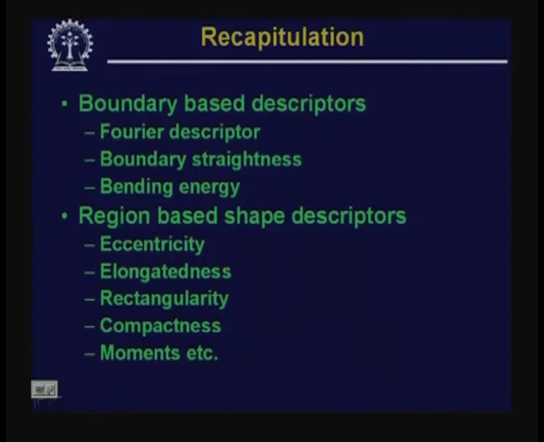In the last class we have seen some of the boundary based descriptors like Fourier descriptor, boundary straightness and bending energy. Similarly, some other shape descriptors which we have obtained from the region itself are eccentricity, elongatedness, rectangularity, compactness, moments, etc.